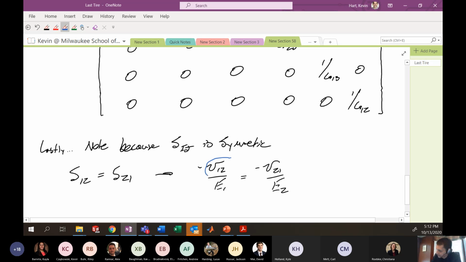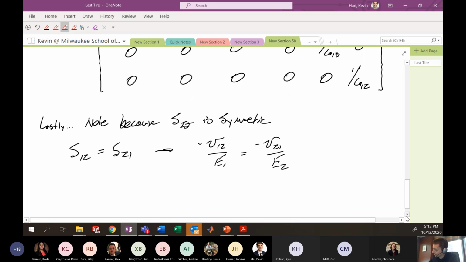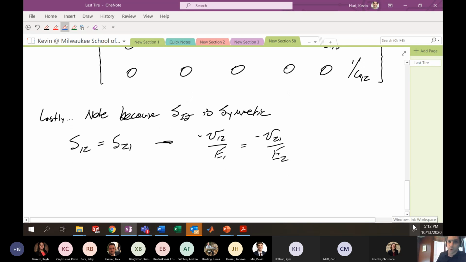This here is the relationship negative nu 2, 1 over E2. That's generally what that Poisson's ratio stands for. This here is the other way, negative nu 1, 2 over E1. Okay, so generally they are not the same. So we have to keep that in mind when we're working through this. Okay. So this is one example.